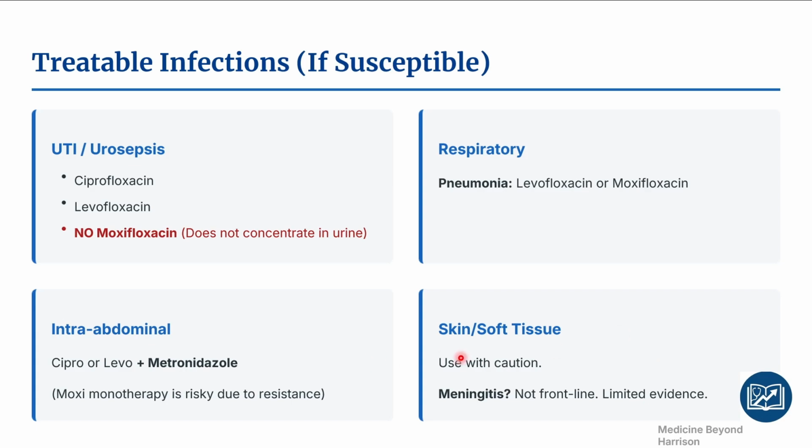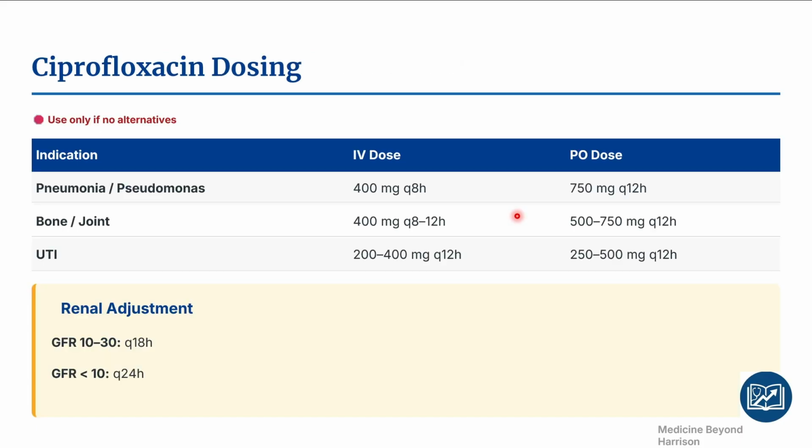Skin and soft tissue infections: use with caution. For meningitis, it is not first line, as there is limited penetration. So, not used for skin and soft tissue. In intra-abdominal infections, cipro or levo can be used along with metronidazole. For pneumonia, levofloxacin or moxifloxacin can be used.